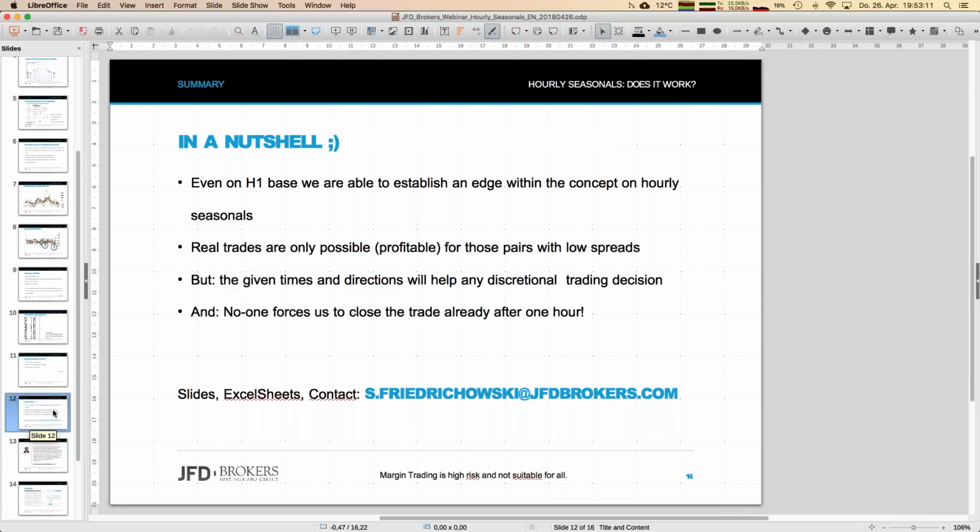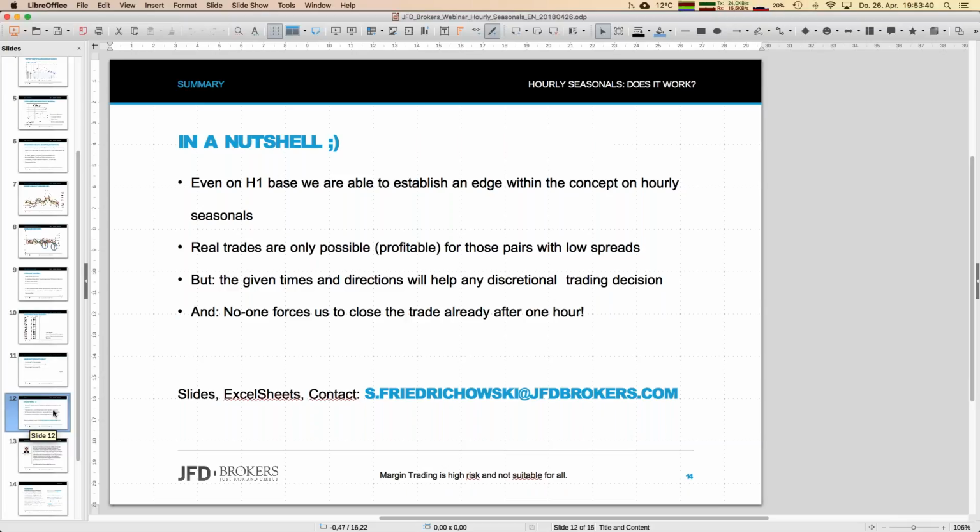Let me emphasize that you should go only for those pairs which have low spreads. Because if you go for something like British pound, Canadian dollar, or Australian dollar, then the spreads are that huge compared to the edge that it will not work for profitable trade on a long run.